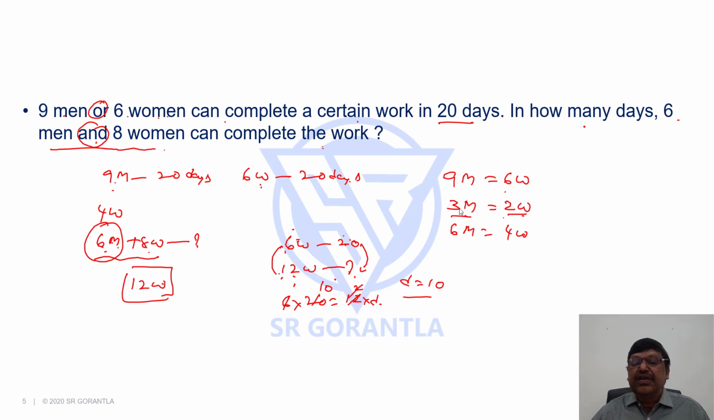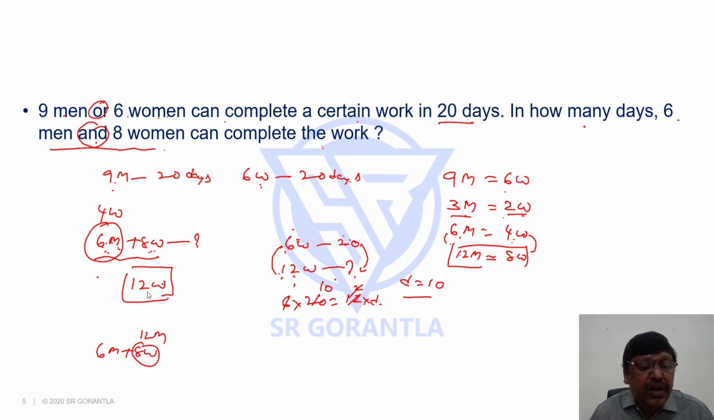So similarly, like we are expressing everything in terms of women, we can also write everything in terms of men. For example, we need 6 men and 8 women. See, 6 men equals 4 women, or I can say 8 women will be equal to 12 men. If I double again both sides, the question is 6 men and 8 women. In the place of 8 women, I can write 12 men. So 6 men and 8 women is as good as 18 men.